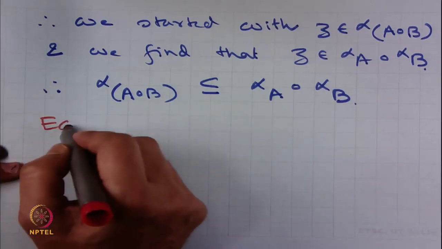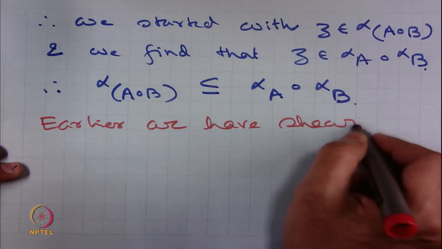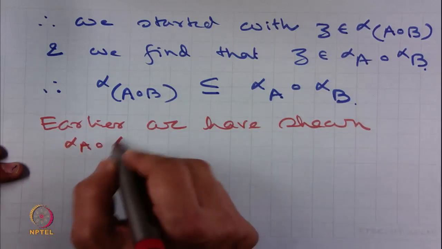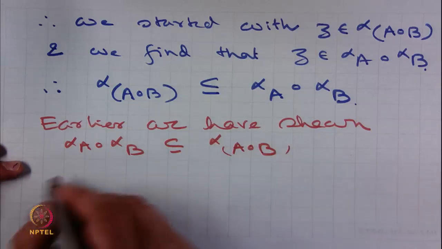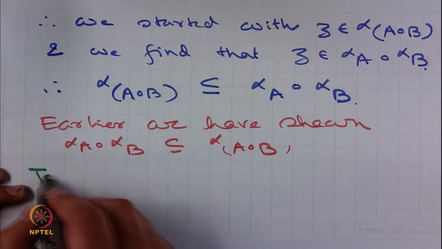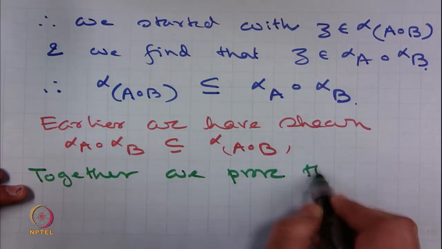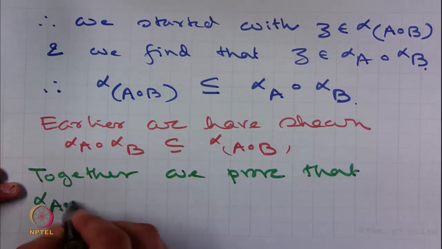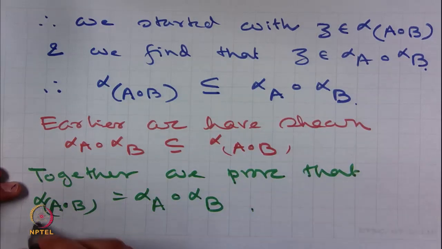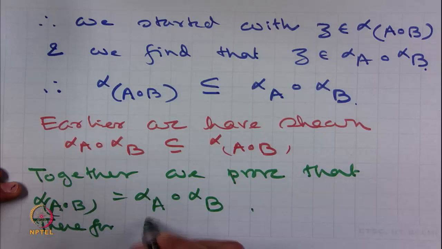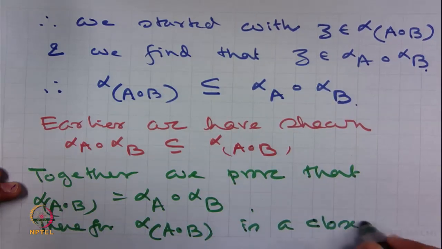Earlier, we have shown alpha cut of A of alpha cut of B is contained in alpha cut of A of B. So, together we prove that alpha cut of A of B is equal to alpha cut of A of alpha cut of B, and therefore, alpha cut of A of B is a closed interval.